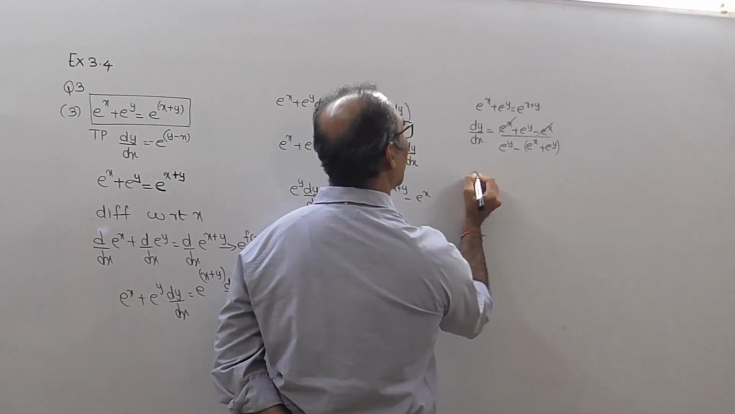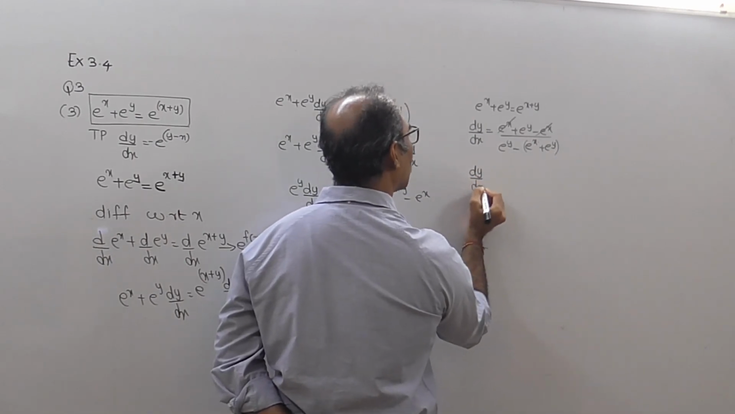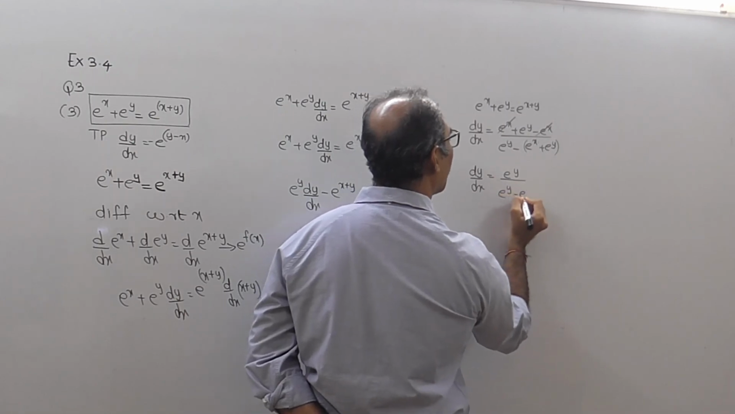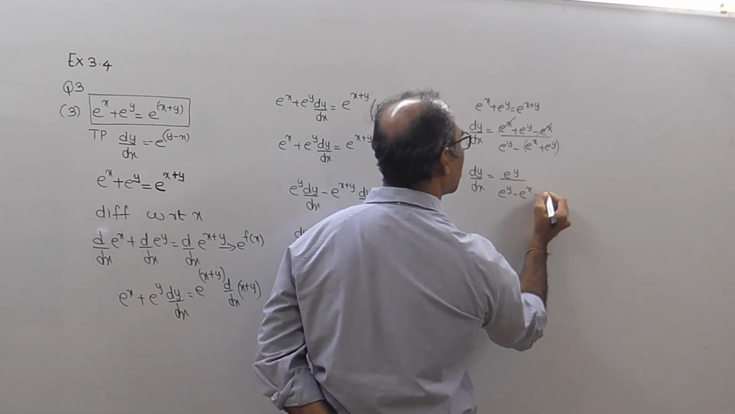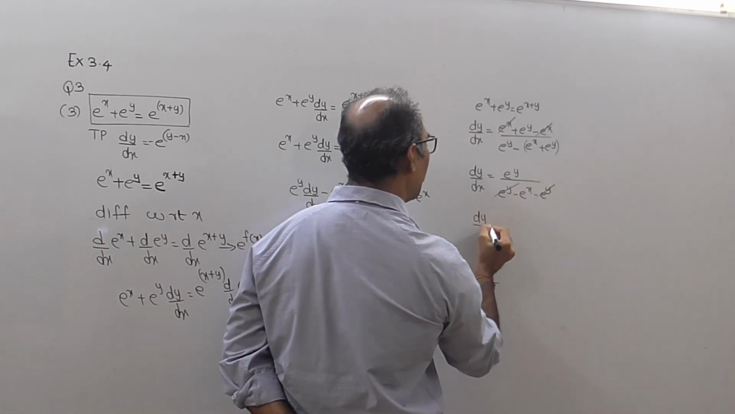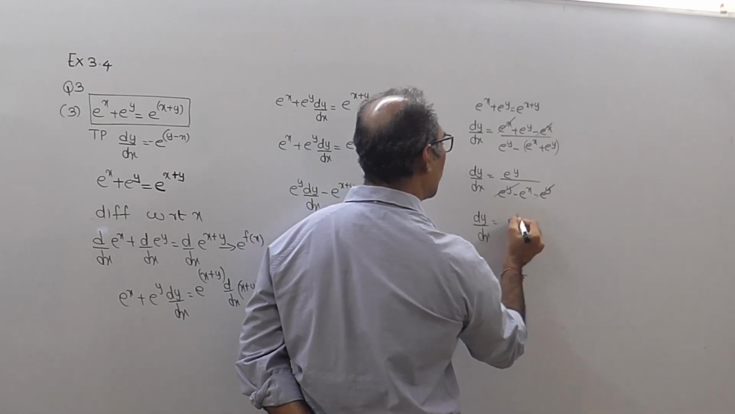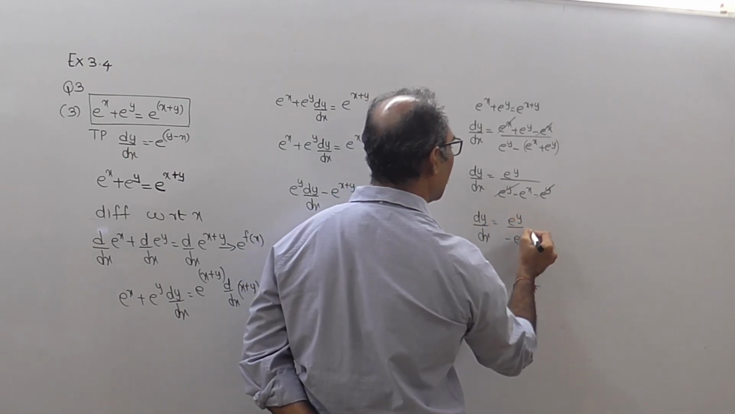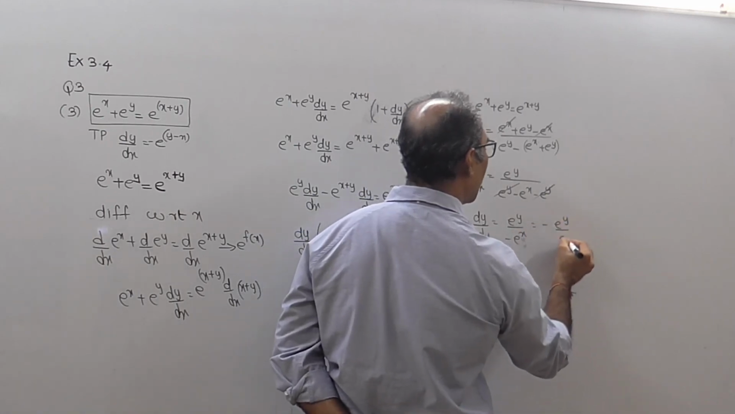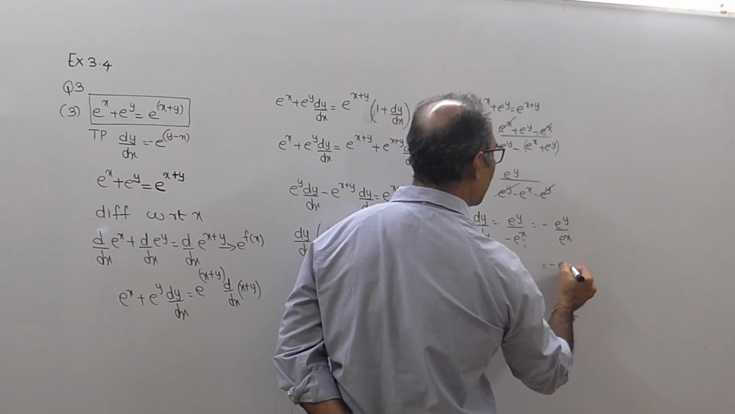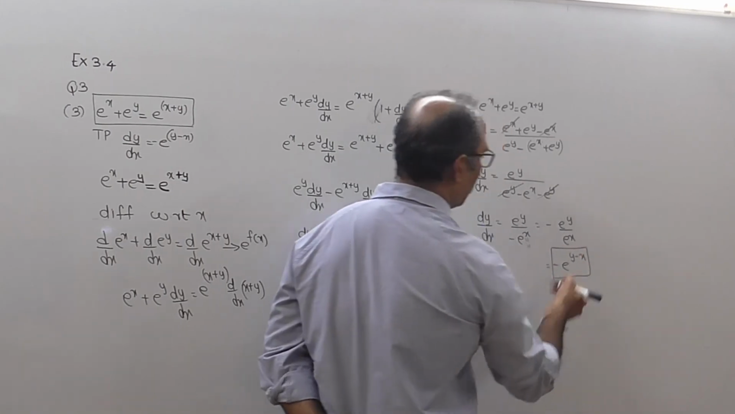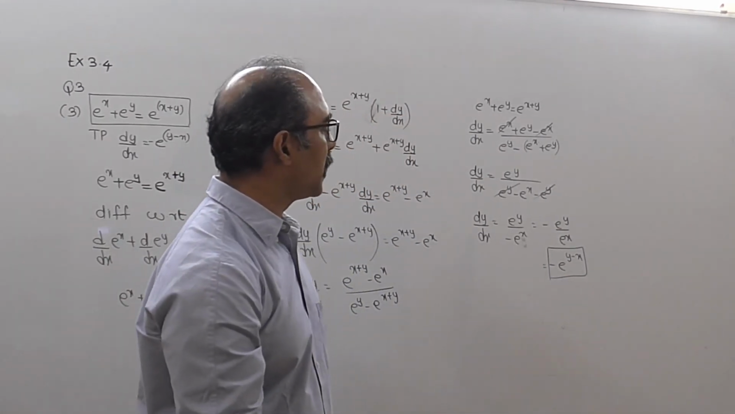Okay. So I will have dy by dx equal to e raised to y upon e raised to y minus e raised to x minus e raised to y. So e raised to y cut. You have dy by dx equal to e raised to y upon minus e raised to x, that is equal to minus e raised to y upon e raised to x. In indices there is a formula, a raised to m upon a raised to n is a raised to m minus n. I think this is what you have to prove, minus e raised to y minus x.